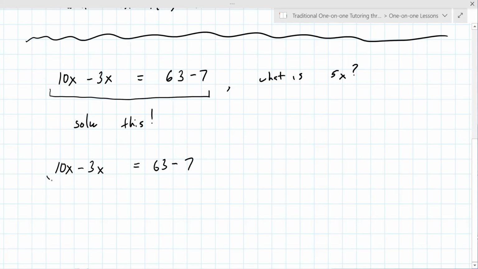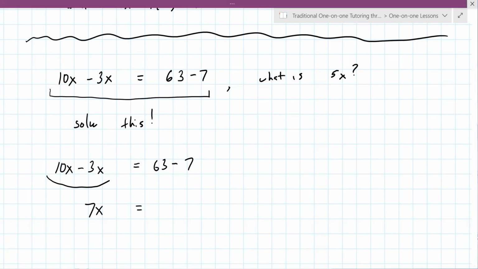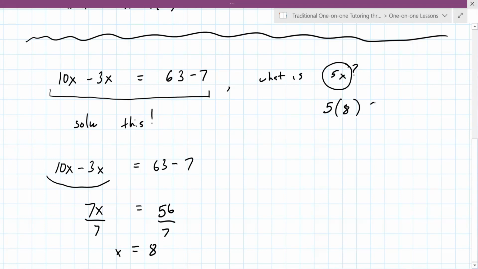So what is 10x minus 3x? Maybe start with that. 10x minus 3x is 7x. And 63 minus 7? 56. Divide both sides by 7. What is 56 divided by 7? 8. But now we want to know, what is 5x? So it's 5 times 8, because x is really 8. And that's 40.